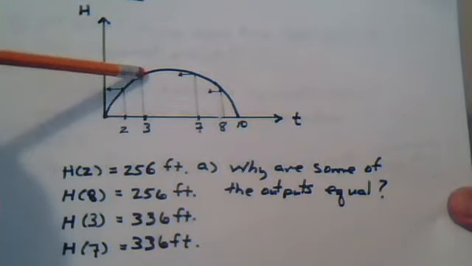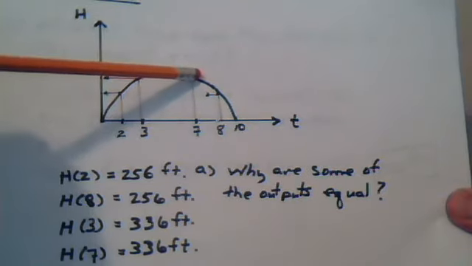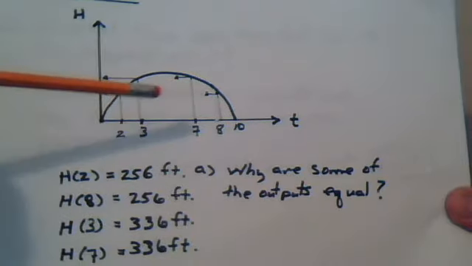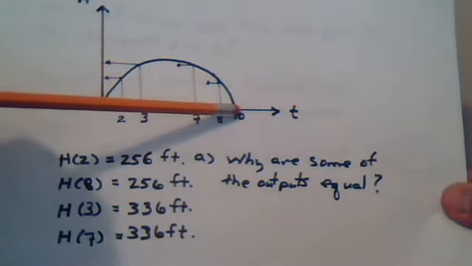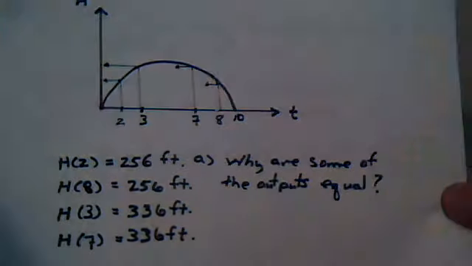3 seconds, it reaches this height. In 7 seconds, it reaches that height, but on its way down. Right here, the height is 0, and right here, the height is 0. Since right here it's at ground level, and right here it's at ground level.